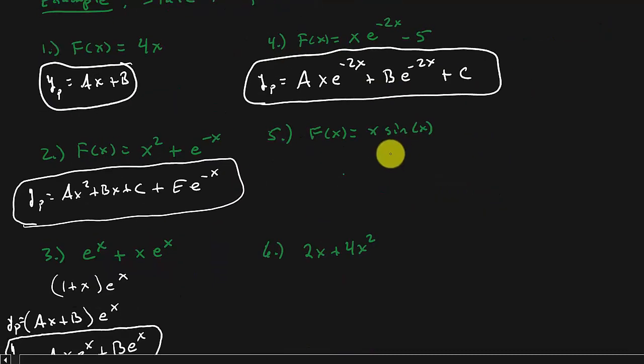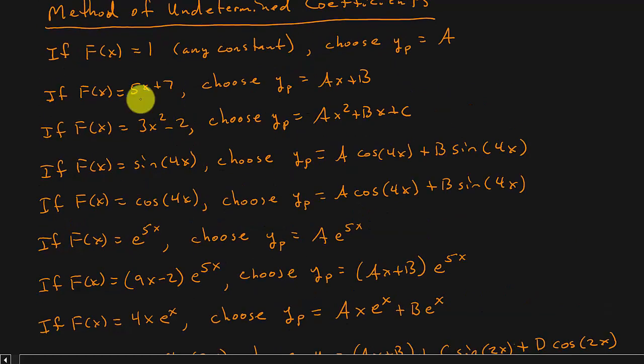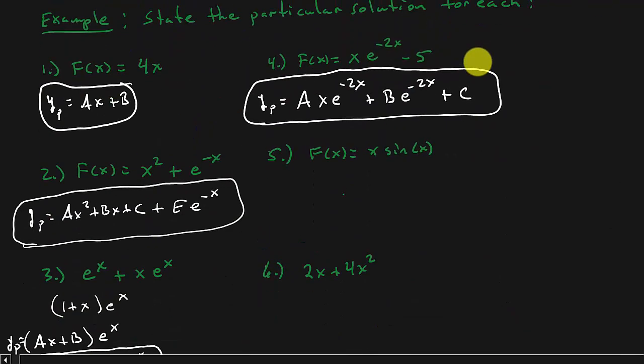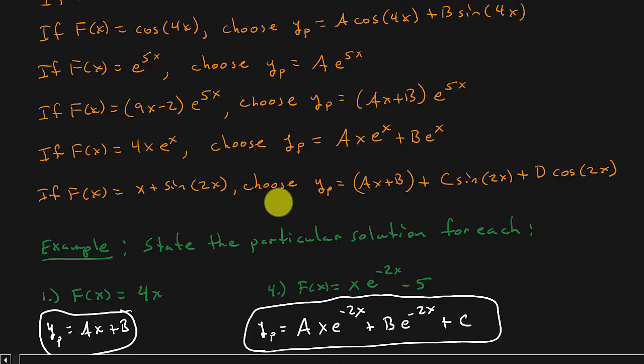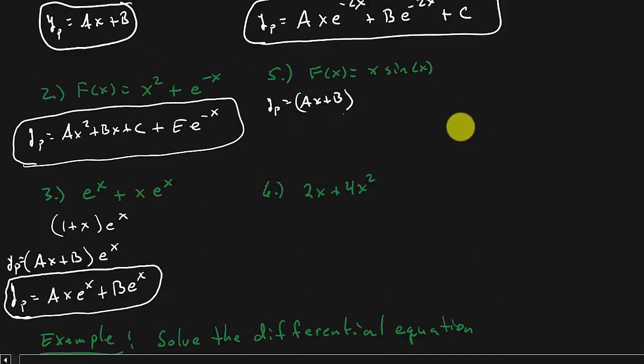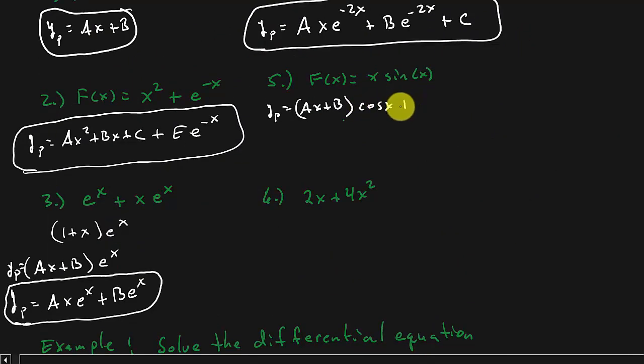Now, what about this one? How would we do this? Well, we have a linear times a trig function. So the linear is a x plus b, and for the trig function we use cosine plus sine. So for this one, y_p is equal to the linear, a x plus b, times cosine x, plus, not a x, c x plus e, remember, we're not going to use d, times sine x.